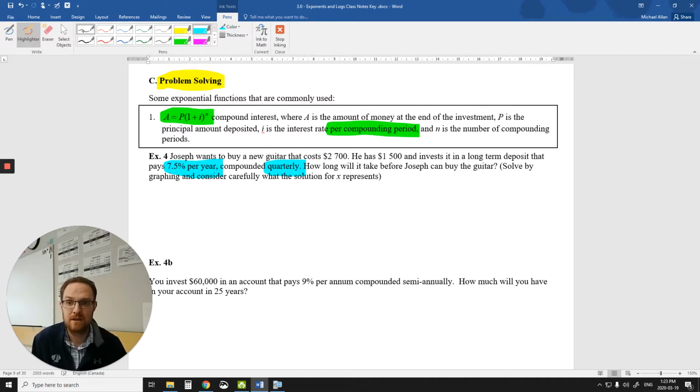To find out what the actual i value is, because this is per year and this is quarterly, and there are 4 quarters in a whole year, the amount of interest you're actually going to get is not 7.5 per year. You're actually going to get that number divided by 4 per quarter. So your interest is not 7.5, your interest is actually 1.875% per quarter. That's how much you get per quarter.